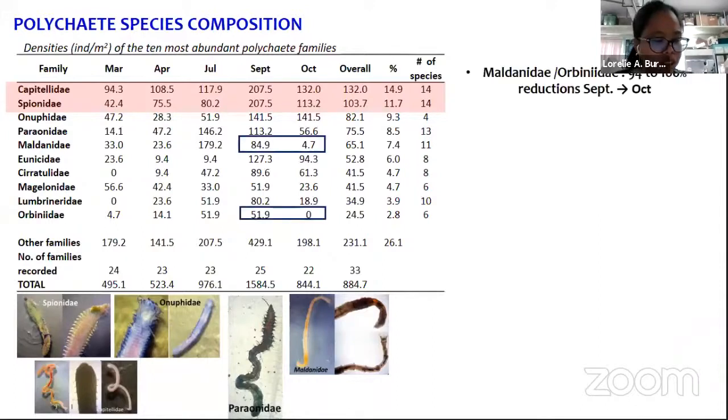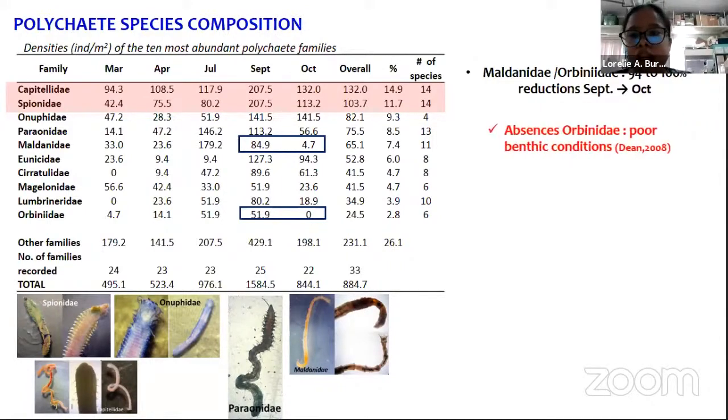In terms of seasonality, the families Orbiniidae and Maldanidae appear to be the most affected by the storm, which happened in October, as they experienced 94 to 100% reduction in density in September and October. Interestingly, Orbiniidae was absent in October. This absence of Orbiniidae may indicate poor benthic condition during this month.